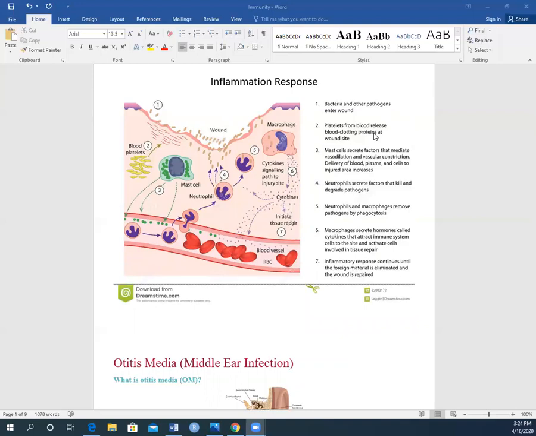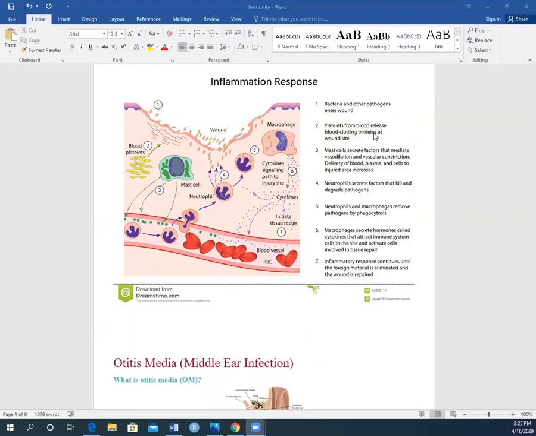The reason you want more blood cells delivered to that site of injury is to deliver those innate cell-mediated cells, white blood cells, to this area. So your macrophages, your monocytes, your neutrophils, you want all those delivered to this area of injury, as well as your lymphocytes. So your neutrophils are going to secrete factors that will kill and degrade the pathogens, and then your neutrophils and macrophages will eat the pathogens by phagocytosis.